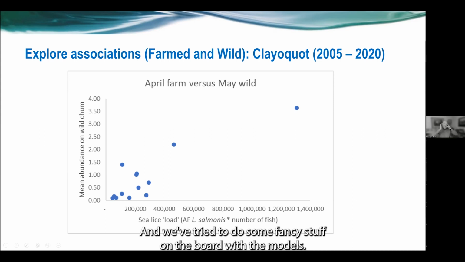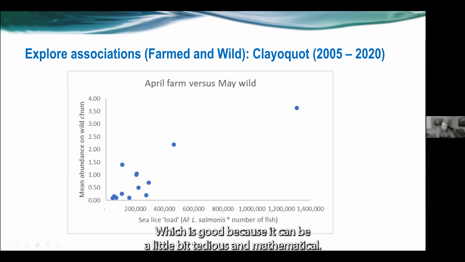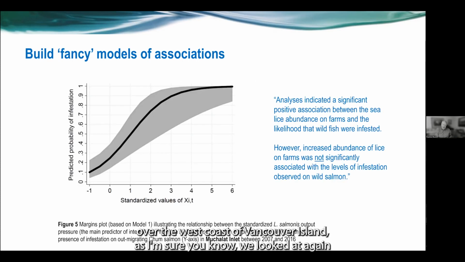And we've tried to do some fancy stuff. I'm not going to bore you with the models. Yes, I do epidemiology. We haven't talked much about that, which is good because it can be a little bit tedious and mathematical. But in this particular paper that we did for the Muchalat Inlet, which is over on the west coast of Vancouver Island, as I'm sure you know, we looked at, again, the link between the wild on this axis and the farmed.